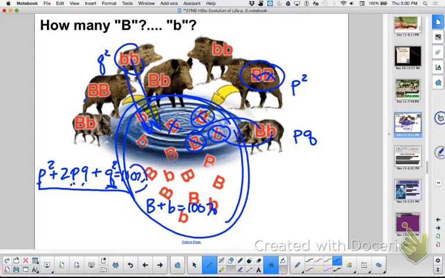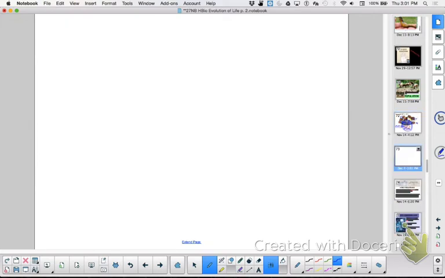And this equals 100% of all these animals here. If each of these animals threw their 2 alleles, whatever they are, into the gene pool, that's the big B plus little b equals 100%, or another way to write that is P plus Q equals 1. So let's say with those wild boars, I told you P equals 0.7.